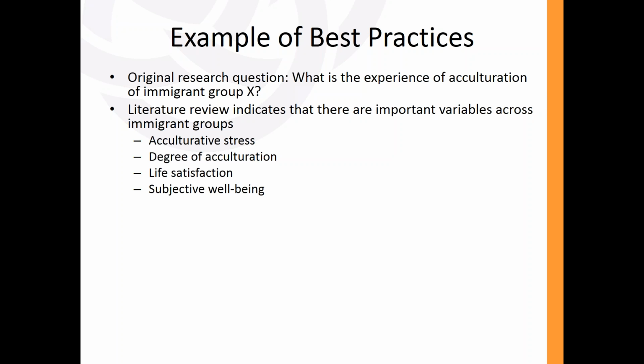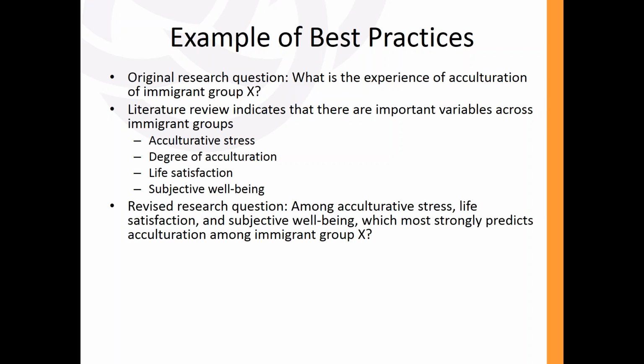Well, that tells you something, right? This is an example of when all the evidence kind of converges on a particular picture, right? So for the revised research question, you wouldn't go back to this idea of what is the experience of acculturation because you kind of already know, right? If all of these different immigrant groups have these four variables in common, why would another immigrant group not have them in common? So the revised research question might be, among acculturative stress, life satisfaction, and subjective well-being, which most strongly predicts acculturation among immigrant group X?